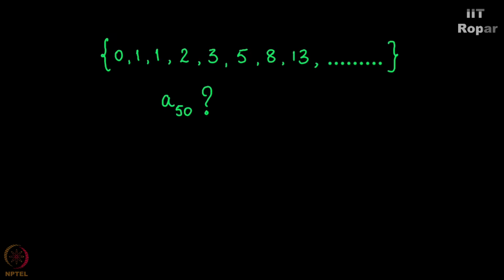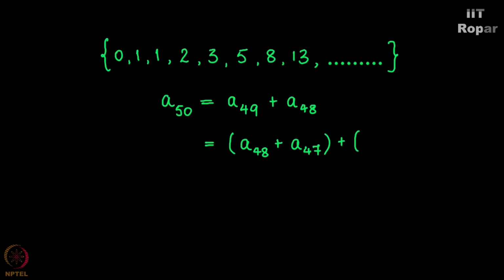The other way to do it is write A50 as A49 plus A48. And then A49 is A48 plus A47, A48 is A47 plus A46, and keep enumerating this, and as you proceed you will only get A1s and A0s completely, and you know what that is, and then you will find what is A50.